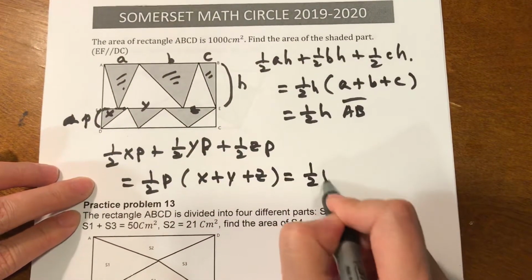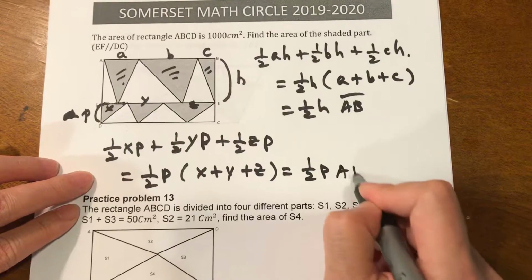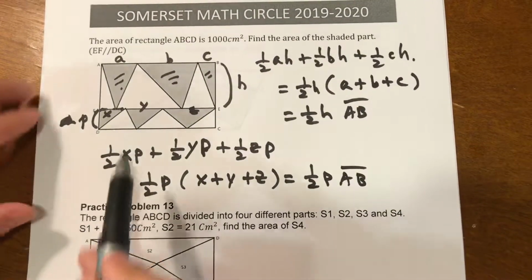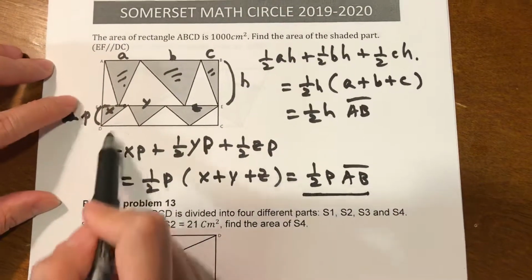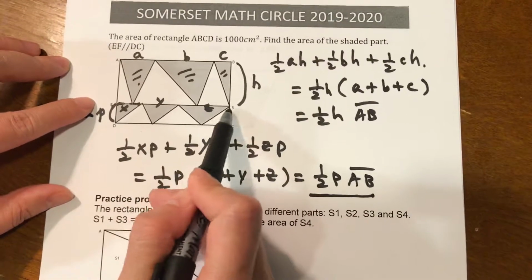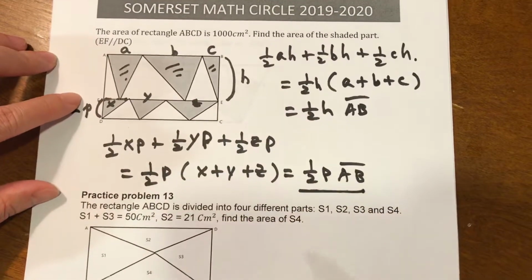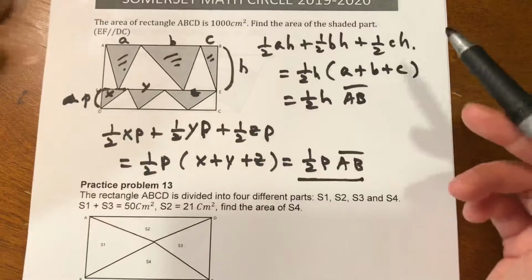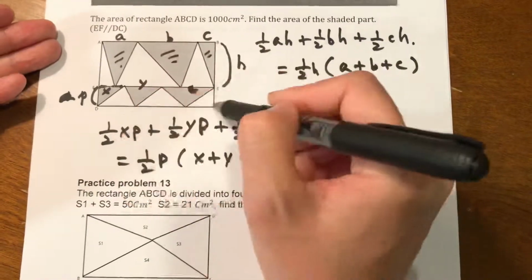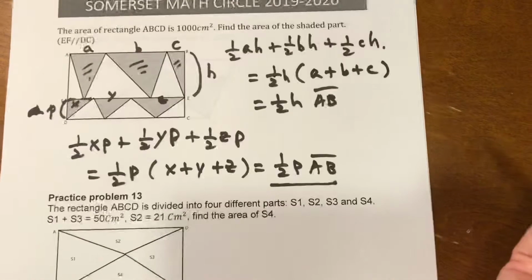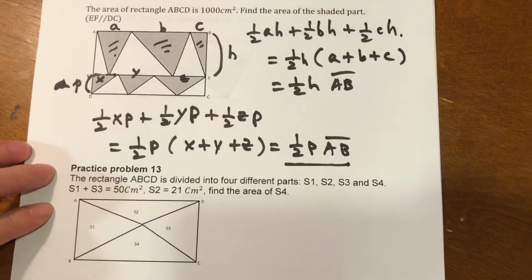And then X plus Y plus Z is again AB. So this says the shaded triangles on the bottom are half of the lower rectangle. Therefore, all the shaded part together is 1/2 of the total. So that is 500.